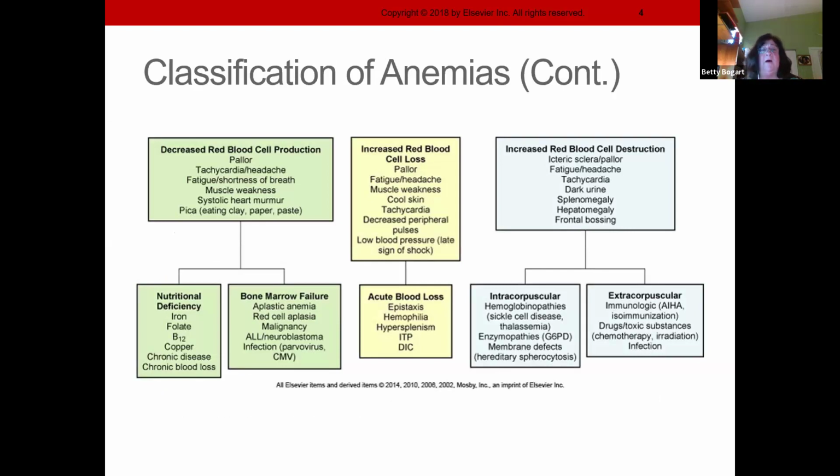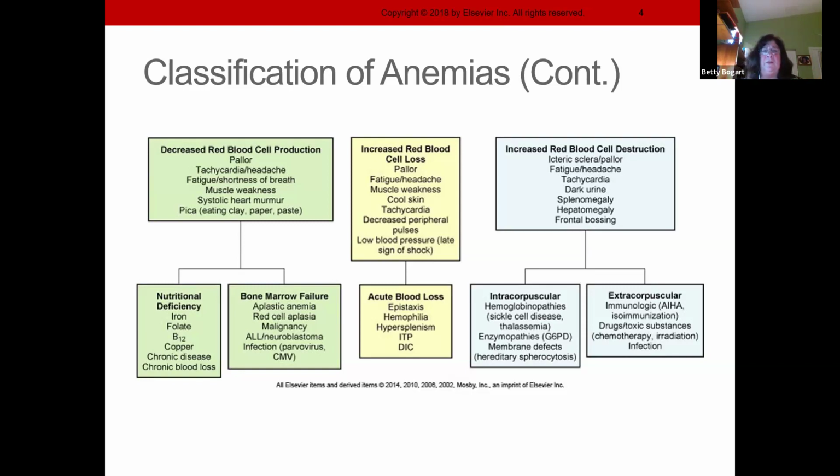So when we talk about that decreased red blood cell production, this is your iron deficient anemia. You also see B12 type thing. One of the things I've just learned, I'm always learning something: with B12 deficiency, you can tell by looking at their mouth, at their tongue. It looks beefy red. That's a B12 deficiency, something I've just learned.